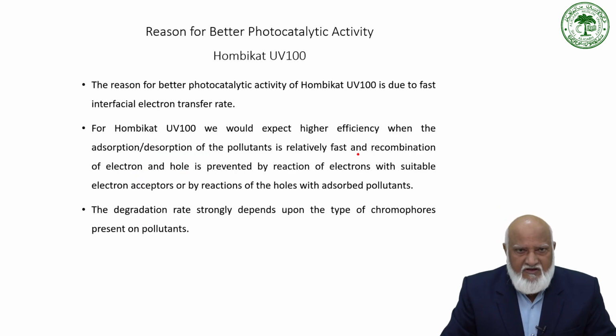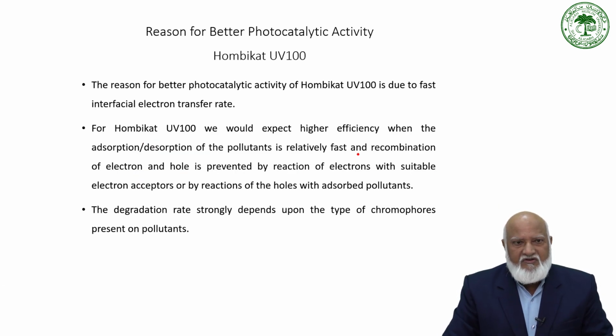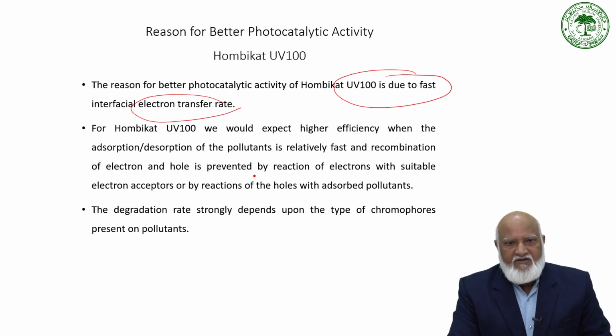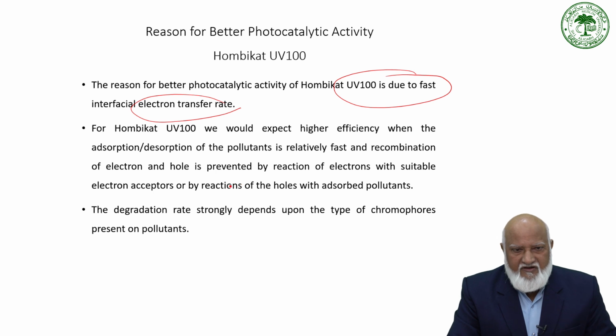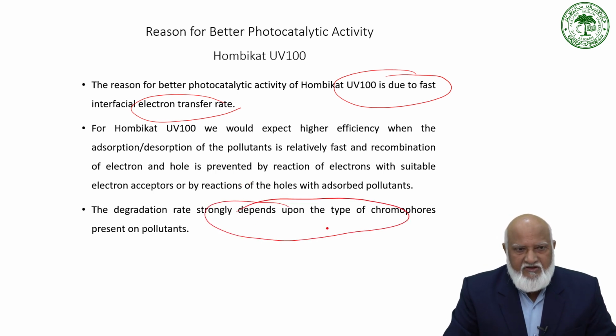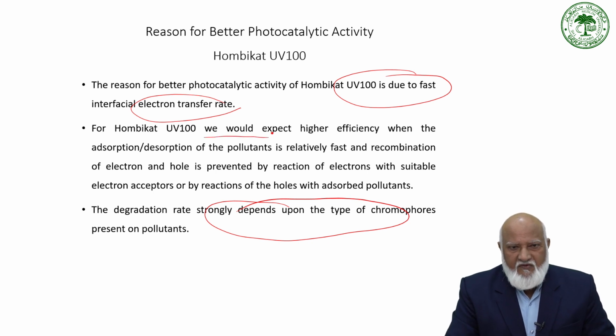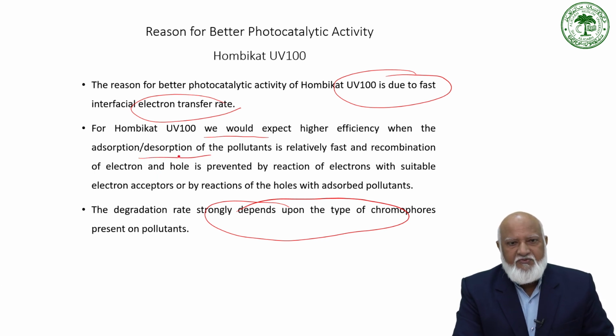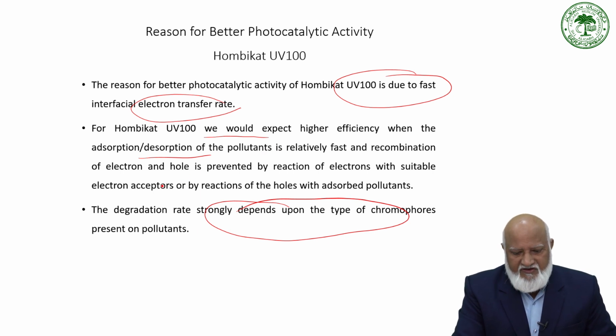So what could be the reason? The reason for better activity of UV100 could be rationalized in terms of fast interfacial electron transfer. Since fast interfacial electron transfer is taking place in UV100, this could be the reason for the higher efficiency. Also, as I have mentioned, it depends upon the type of chromophore present in the molecule. We would expect higher efficiency for UV100 because of the higher surface area, which leads to better adsorption and relatively faster desorption, and recombination of the electron hole pair is prevented.